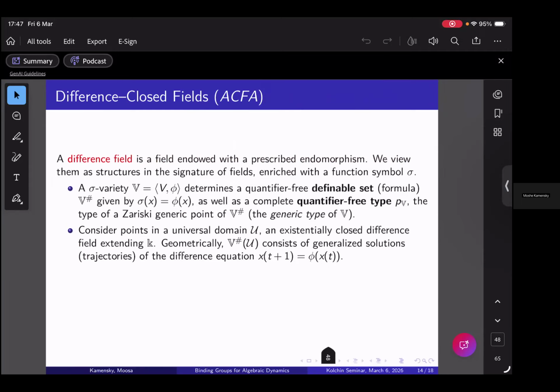Now, in what sense is it a type? Why is it consistent to look at all these formulas? Why is there a generic point that solves the equation? This follows from the analysis of universal domains for difference fields, namely existentially closed difference fields.